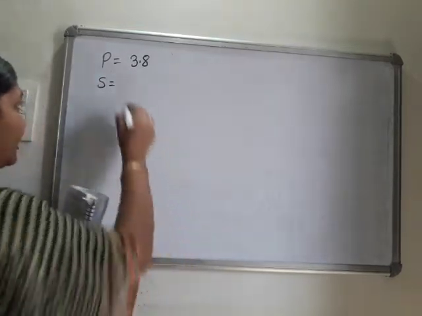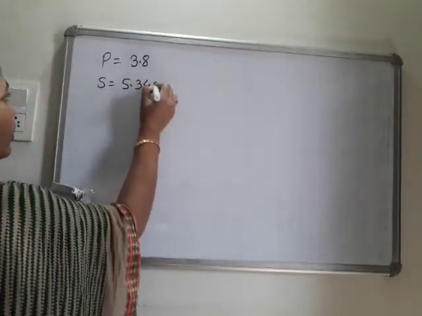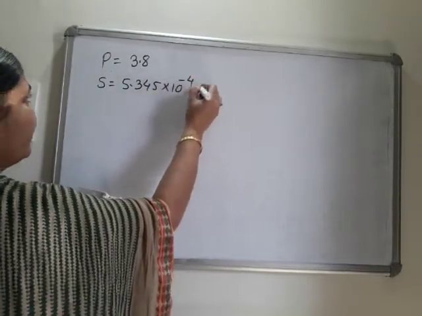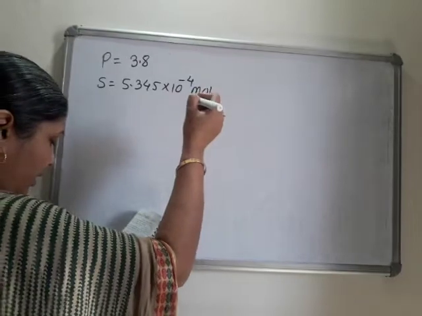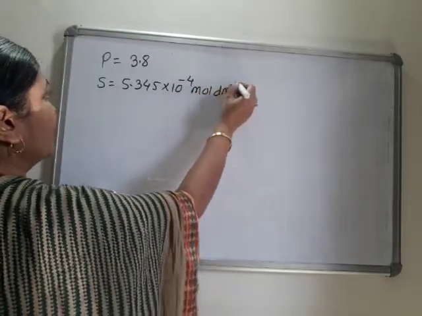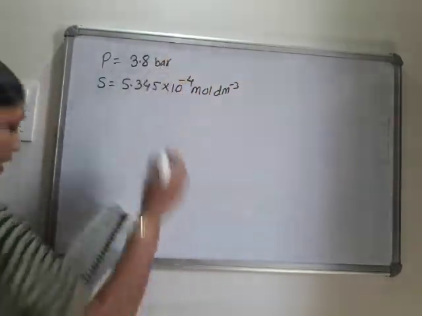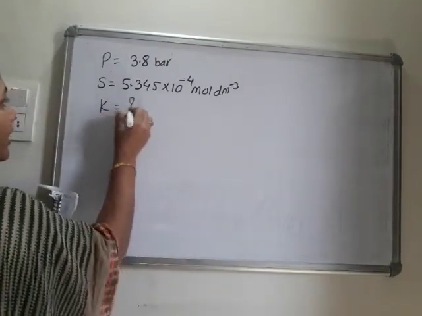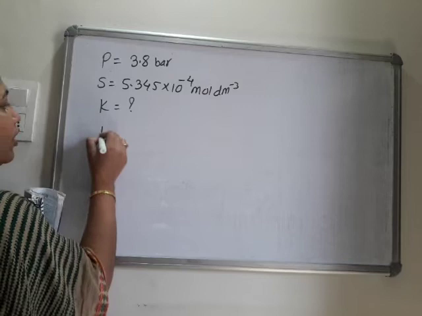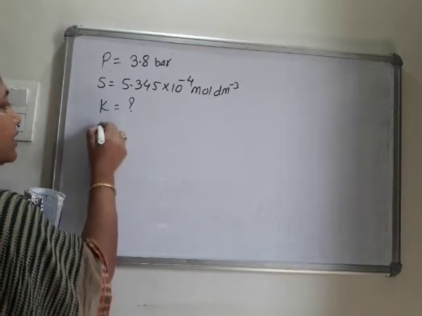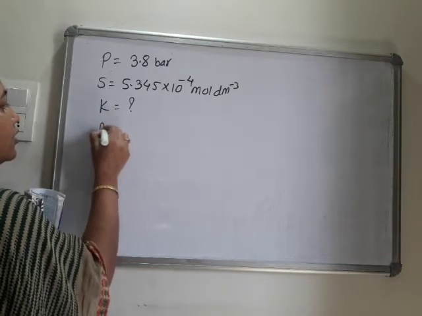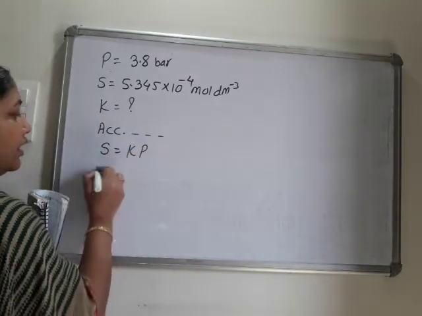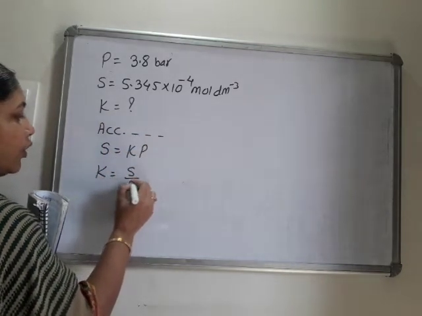It is 5.345 into 10 raised to minus 4 mole per dm cube. This is per bar. And the question is to find Henry's law constant, K. We have to find K. According to Henry's law, S is equal to Kp. So K is equal to S upon P.